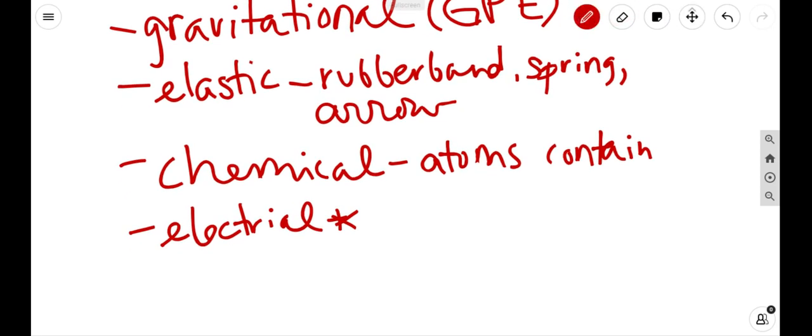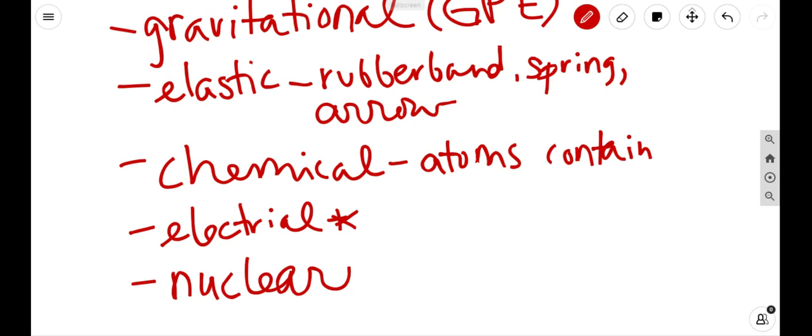And the last type of potential energy is nuclear. So once again, that brief minute before the reaction takes place, that is nuclear, and that's potential energy.